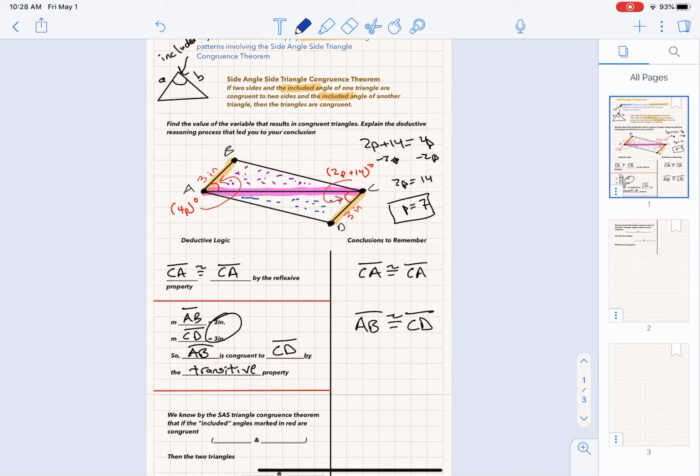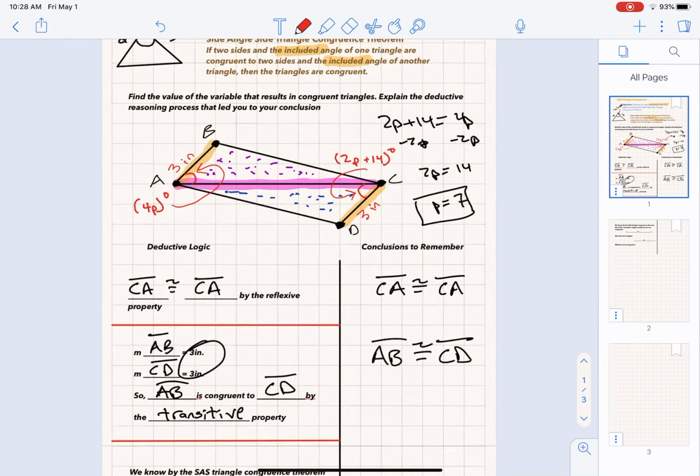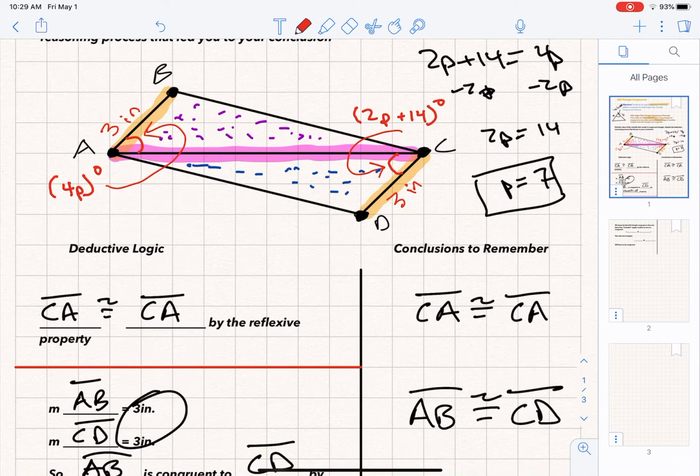And I want you to notice right now how the marked angles, the angles that you've seen all along marked in red, right here and right there, are included between the two pairs of line segments that we've already marked as congruent. So in other words, this line segment and this line segment, and then this one is congruent to itself. So if we can show that those two included angles are congruent to each other, then we can use that SAS triangle congruence theorem.